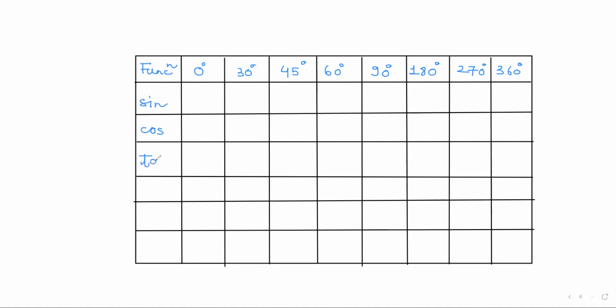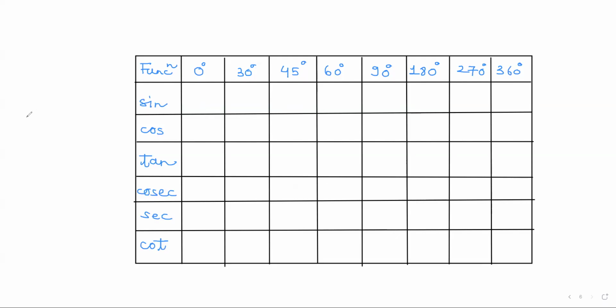I'm doing it quickly, I understand you must be tired. So these are the angles: 0, 30, 45, 60, 90, 180, 270 and 360. These are the angles which we will deal with. The trigonometric values: sine, cos, tan, cosec, sec and cot. I'll fill in the first two rows. The rest of the rows are your homework.